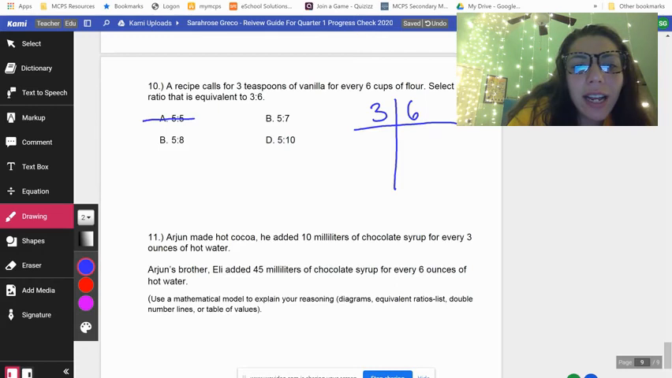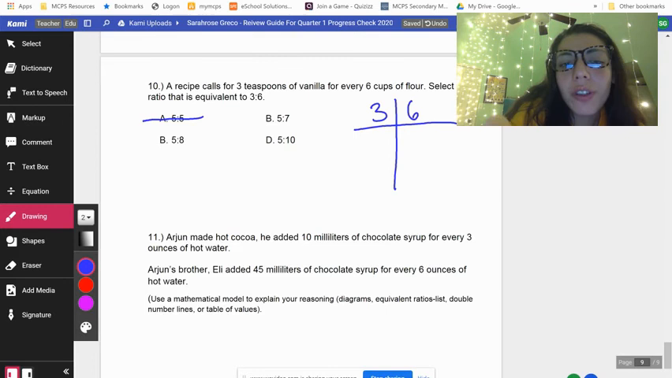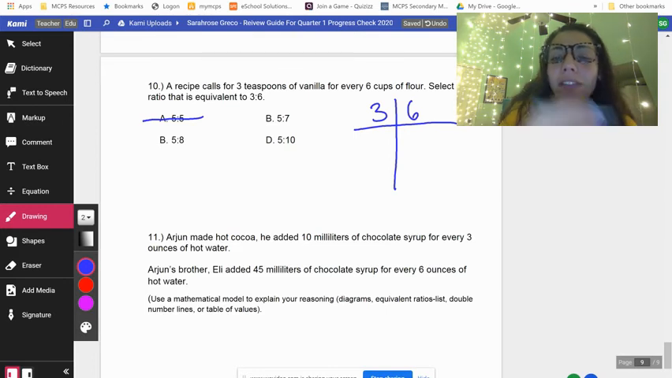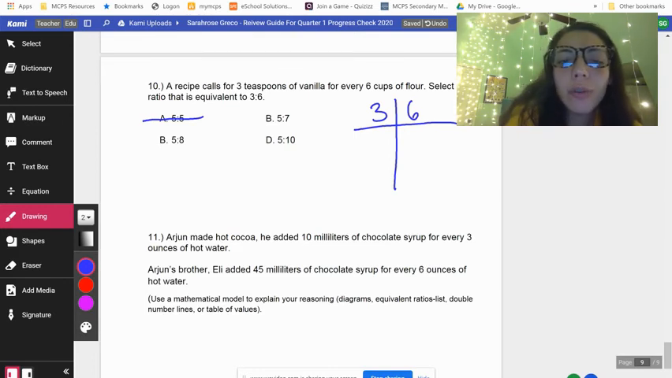5 is not half. So we got to look for a pattern. So the number on the right has to be double the number on the left. So the number on the left is always going to be half of the number on the right. So for example, if we look at B, 5, the number on the right would have to be double 5. And double 5 is 10, not 7. So B is out.